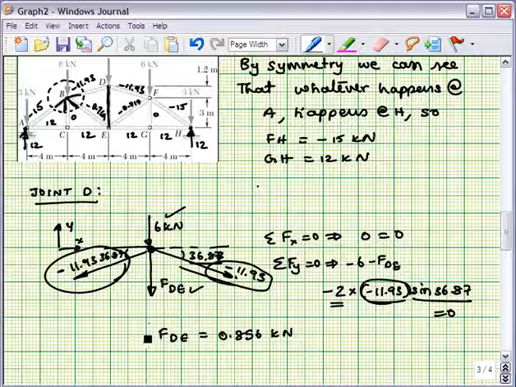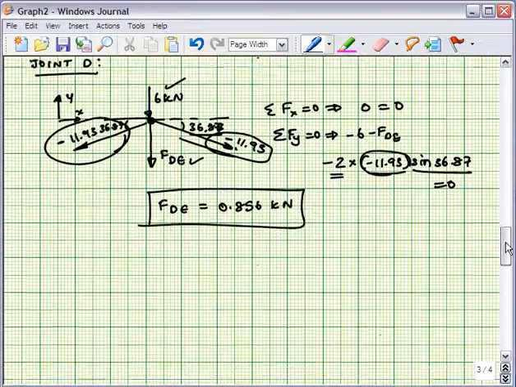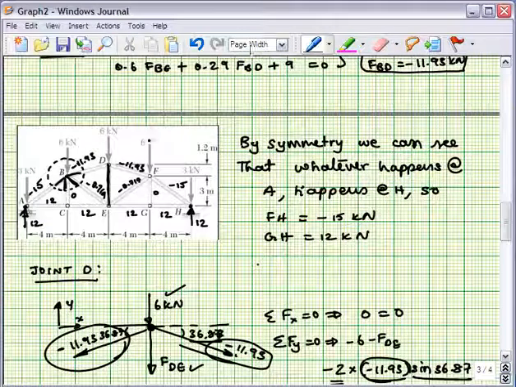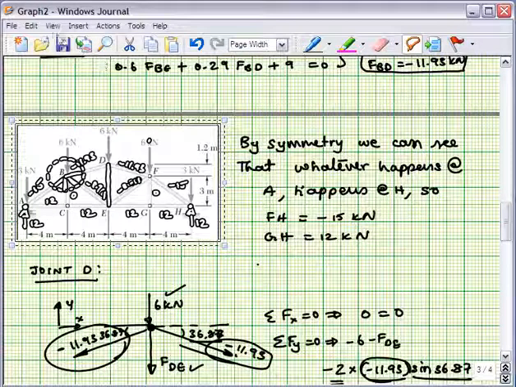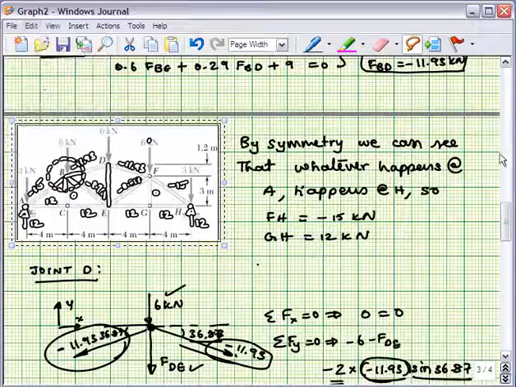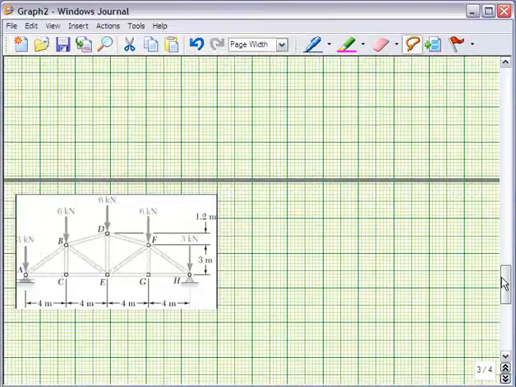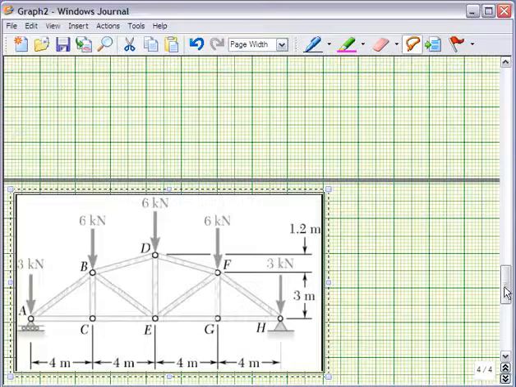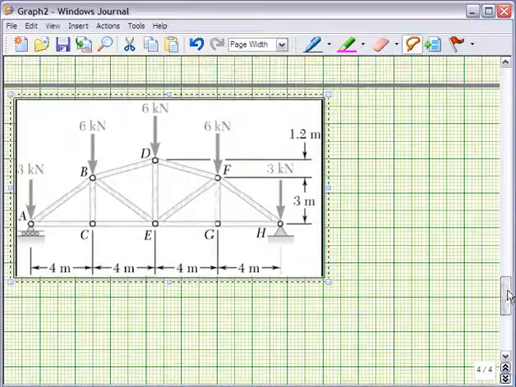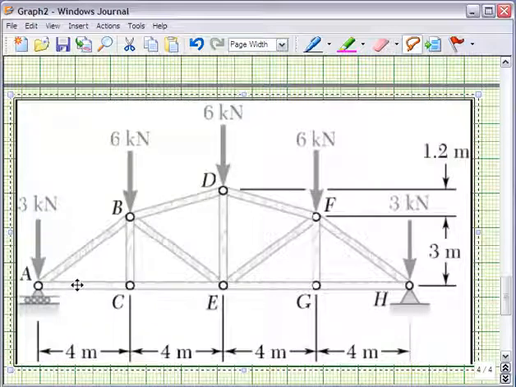So now we have everything. Let's summarize and see where we are. For us to be able to summarize, I want this figure, and I'm going to redraw this figure. Here it is. Great. I'm going to draw it large so you can see.